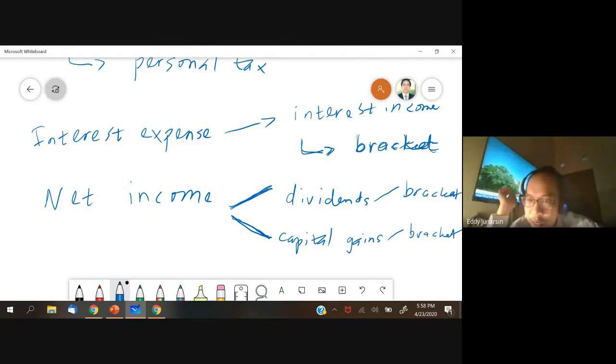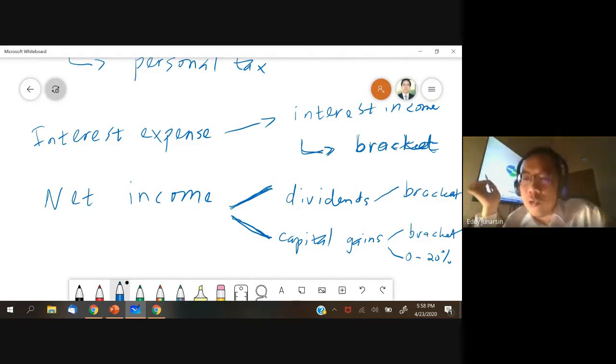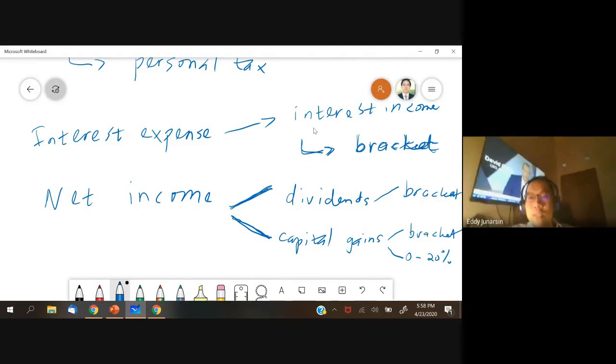And capital gains, if you hold the stocks below 12 months, will be treated as an ordinary income. So you follow your tax bracket, right? But if you hold the stocks more than 12 months and you get capital gains, then the tax rate is between 0 to 20%. So it could be zero if your taxable income is not that high. It's quite interesting, right? And in Indonesia, the capital gains tax is about 0.1%. So still lower than dividend, right? Anywhere in the world, I guess.